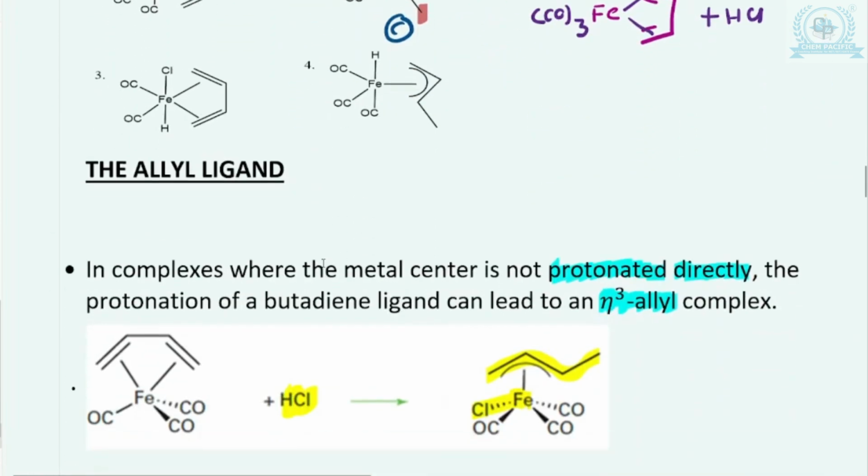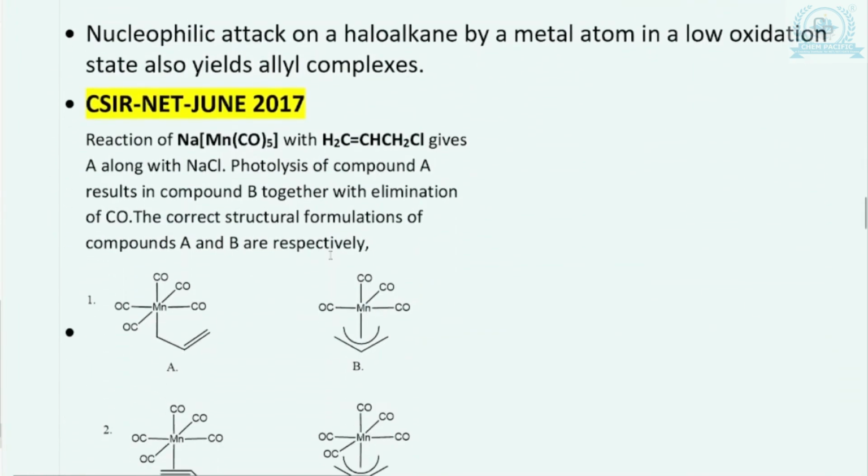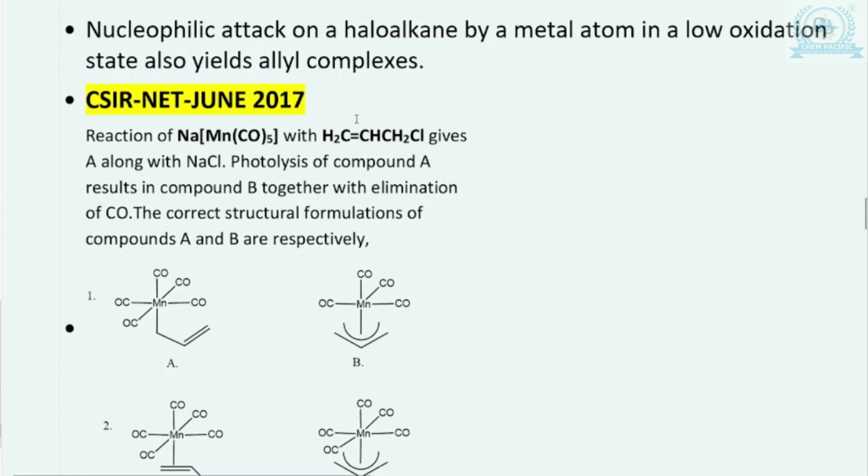Okay, now let us move on to the next question. This is CSIR-NET June 2017. They are asking what happens when the reactant reacts with this group, resulting in the formation of A along with NaCl. Photolysis is very important. Photolysis of the compound A results in the formation of compound B with the elimination of CO. Now what is the correct structure of the compounds A and B? Now this is very important.